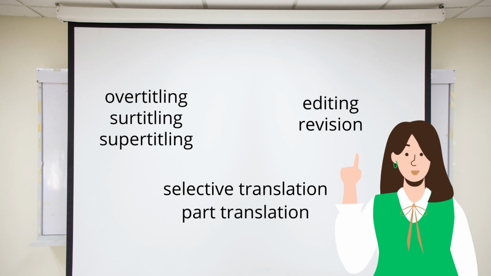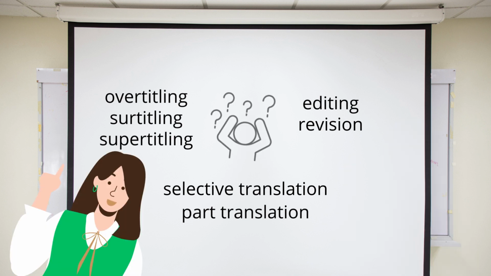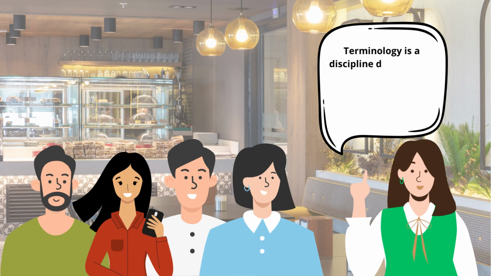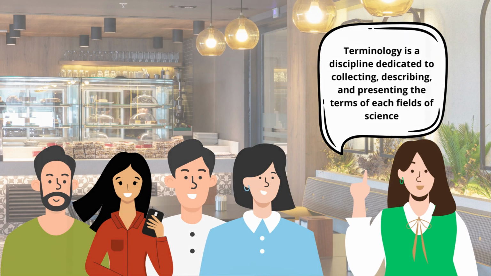In the terminology of scientific disciplines, the same thing happens. There are many terms used for the same concept or terms that are used incorrectly, but in science we should avoid ambiguity. But what is terminology? Terminology is a discipline dedicated to collecting, describing, and presenting the terms within each field of science.